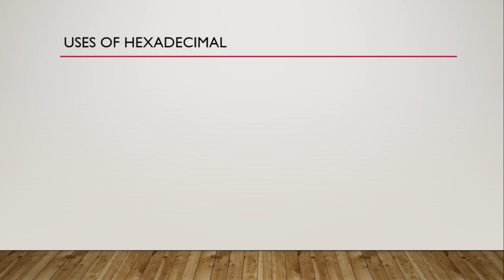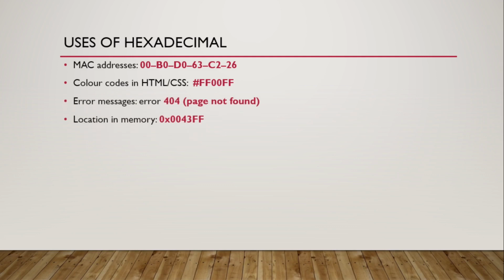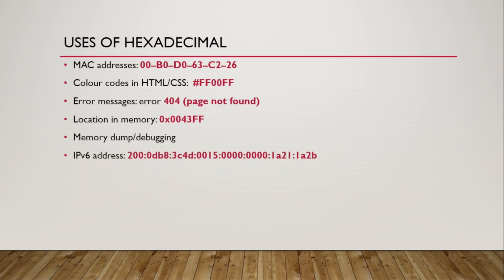And again, what are the uses of hexadecimal? There are certain use cases where we could use hexadecimal in computer science. These use cases include the following: MAC addressing system, color codes in HTML and CSS, error messages, location in memory, memory dump or debugging, IPv6 address, ASCII and Unicode character sets, assembly language, and URL.